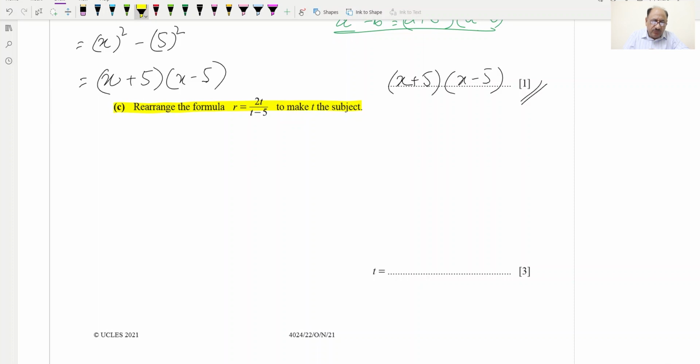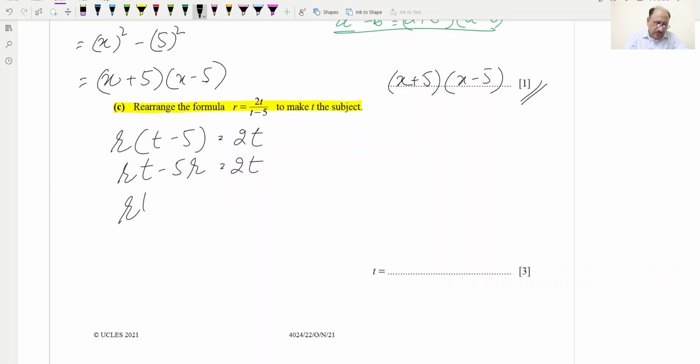Now what we have to do, first of all, we can cross multiply, and this will be r into t minus 5 is equal to 2t. Now we can open the bracket, so rt minus 5r is equal to 2t. So minus 5r we can shift to the other side, and 2t we can shift to the other side. So it will be rt minus 2t is equal to 5r.